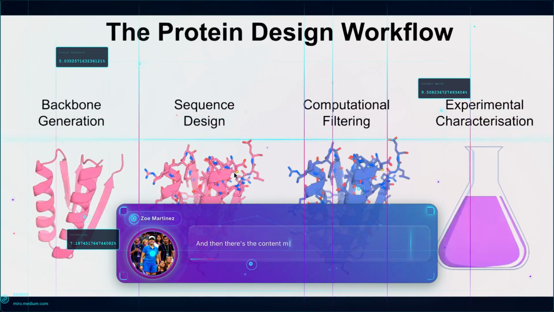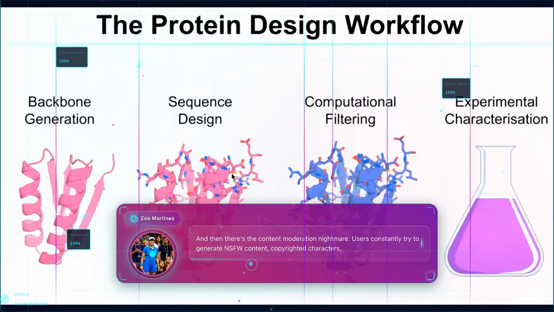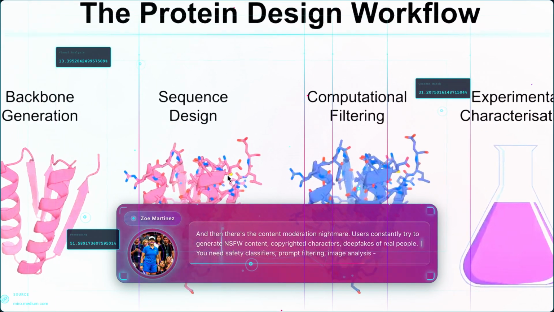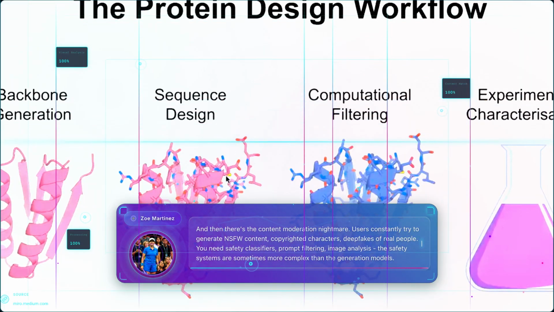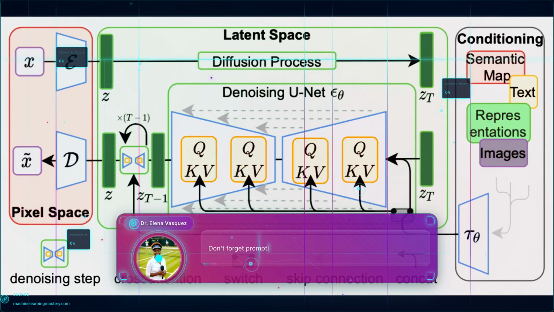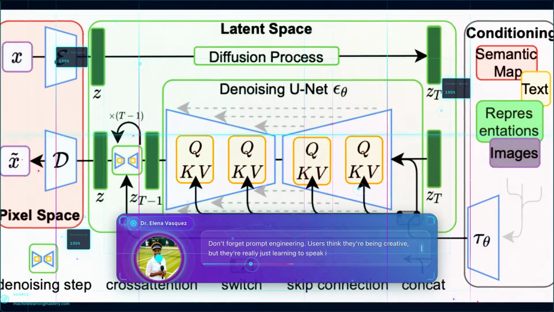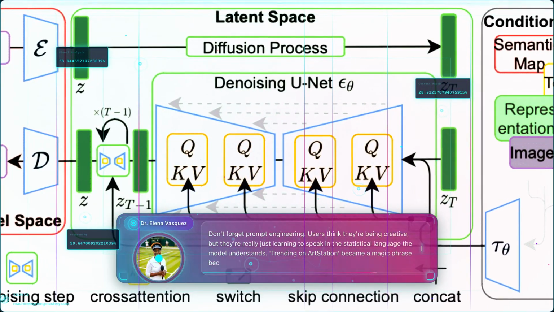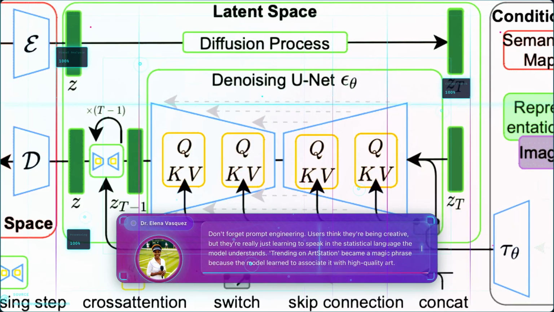And then there's the content moderation nightmare. Users constantly try to generate NSFW content, copyrighted characters, deepfakes of real people. You need safety classifiers, prompt filtering, image analysis. The safety systems are sometimes more complex than the generation models. Don't forget prompt engineering. Users think they're being creative, but they're really just learning to speak in the statistical language the model understands. Trending on ArtStation became a magic phrase because the model learned to associate it with high-quality art.